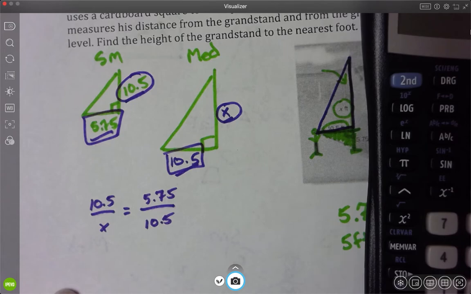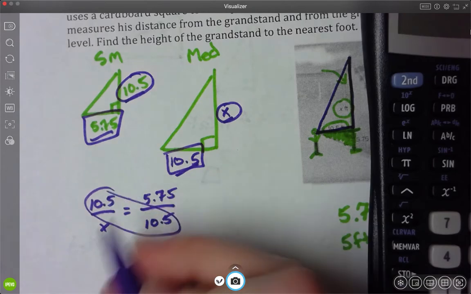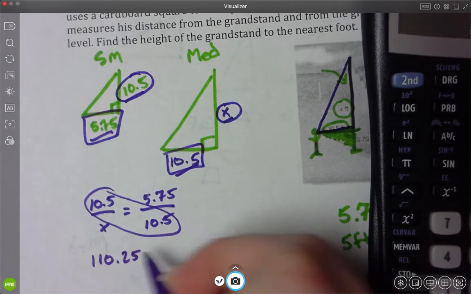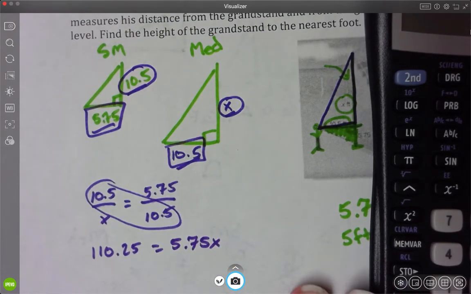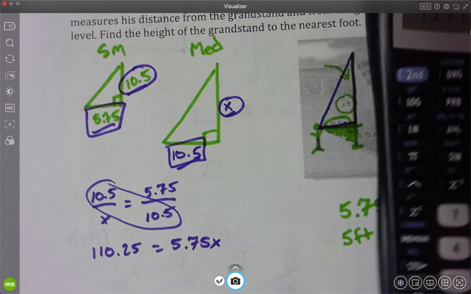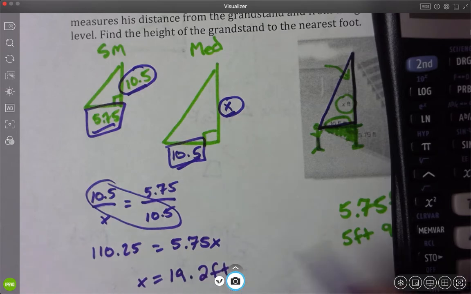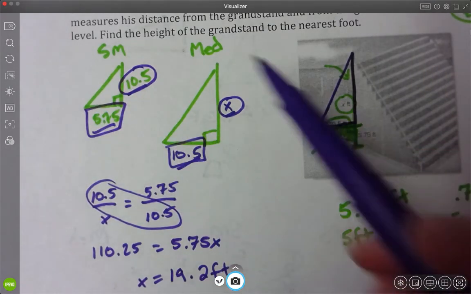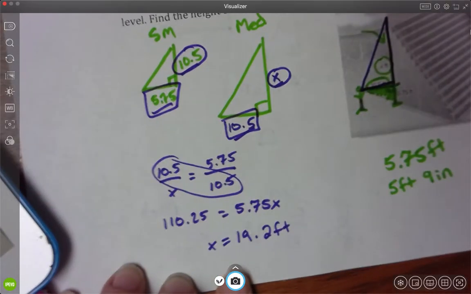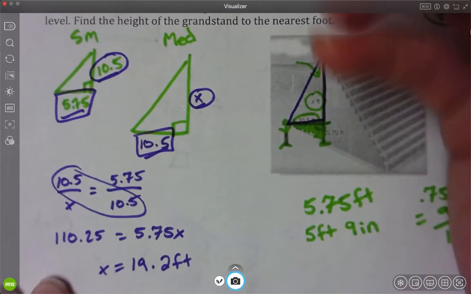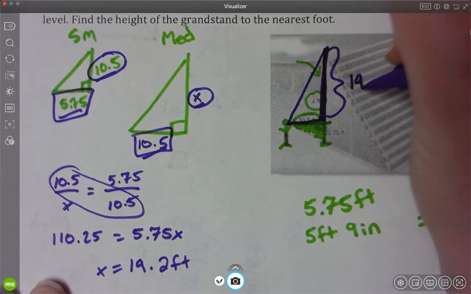So 10.5 times 10.5 on this side will be 110.25, and then I have equals 5.75x. And then to get the x, I'm going to divide by 5.75, to figure out how tall this banner needs to be. 19.2 feet, basically, okay? Find the height of the grandstands to the nearest foot. Okay, so here's the deal. We haven't quite answered the question. We know that the length from here to here is 19.2 feet.